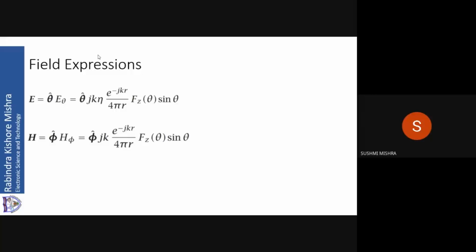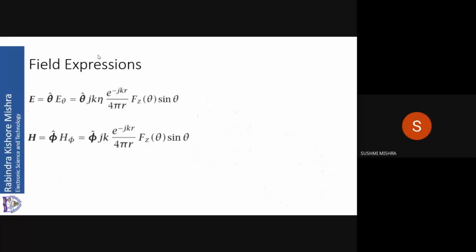Similarly, for the H vector, it is a phi component because E and H are orthogonal to each other. We have seen this derivation of these field quantities as E is equal to theta cap E theta and H is equal to phi cap H phi. For H phi, we have found out the expressions already. So H will be equal to phi cap jk e to the power minus jkr upon 4 pi r Fg theta sin theta. Fg theta we have just found out in the previous slide.